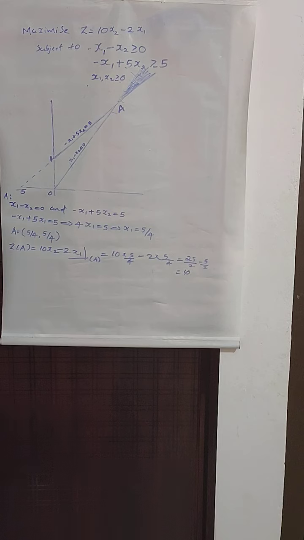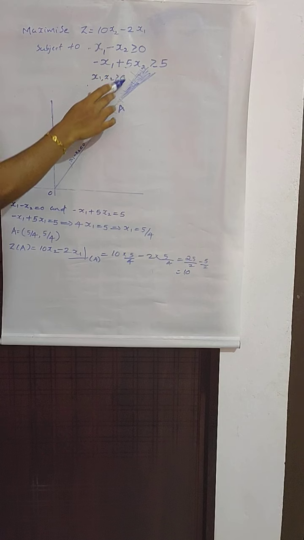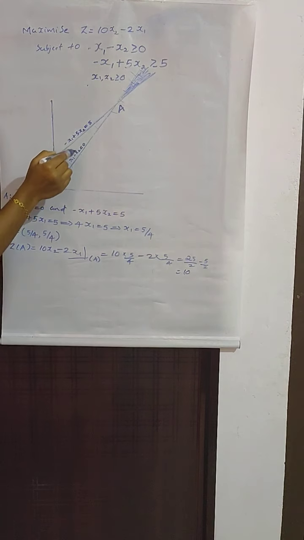Since x1, x2 are restricted to the first quadrant only, we have the line x1 equal to x2 here. This is the line x1 equal to x2.